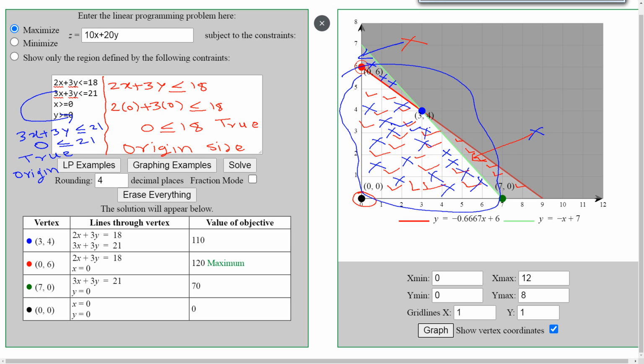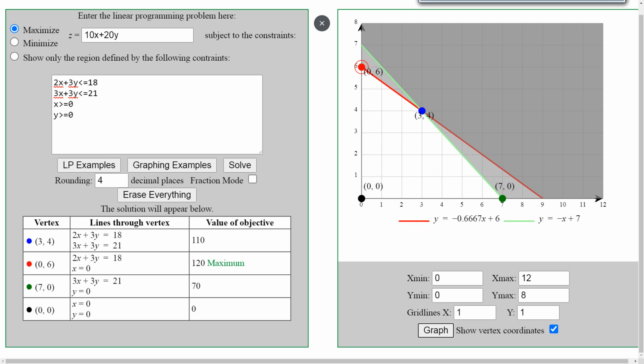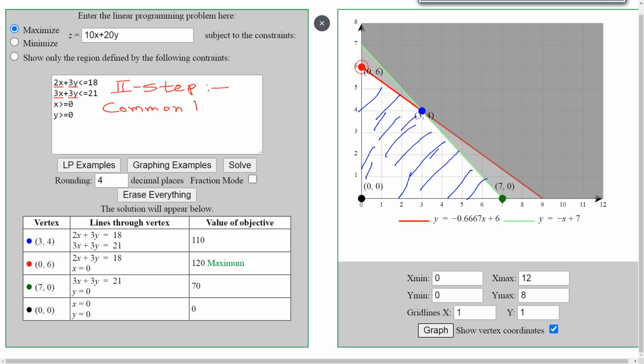Whatever we have shaded in white color, this part, is the common feasible region. So the second step of the problem was to determine the common feasible region, and we have determined it. The second step in solving a linear programming problem is to determine the common feasible region, and we have determined it here.